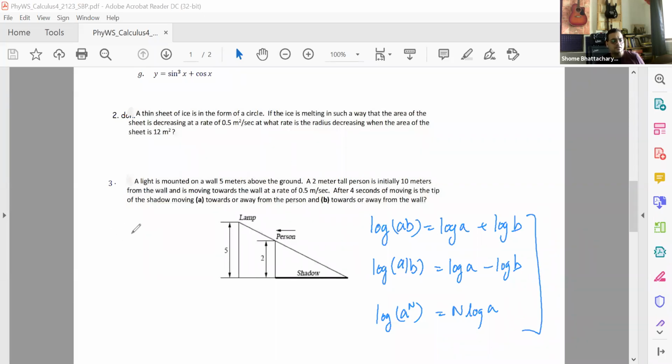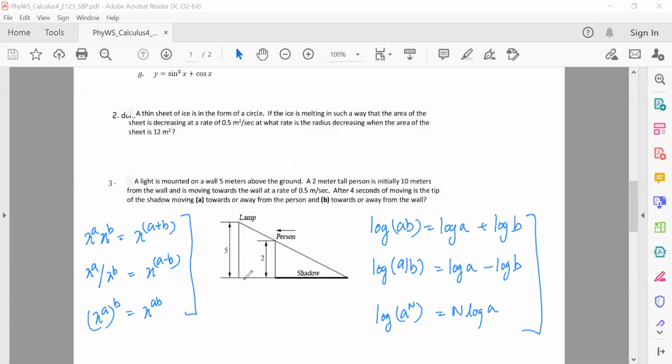Similarly, in terms of exponents, you should know that x to the power a into x to the power b is x to the power a plus b. x to the power a divided by x to the power b is x to the power a minus b. And x to the power a raised to the power b is x to the power ab. So again, these are some laws of indices that you should know.